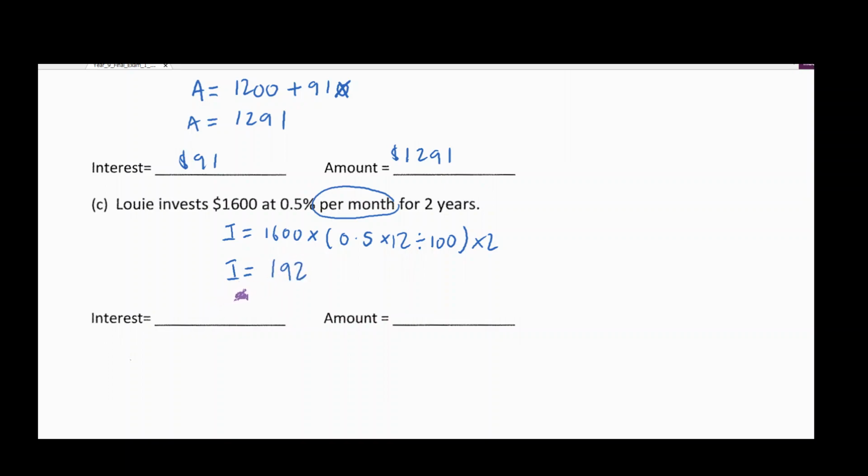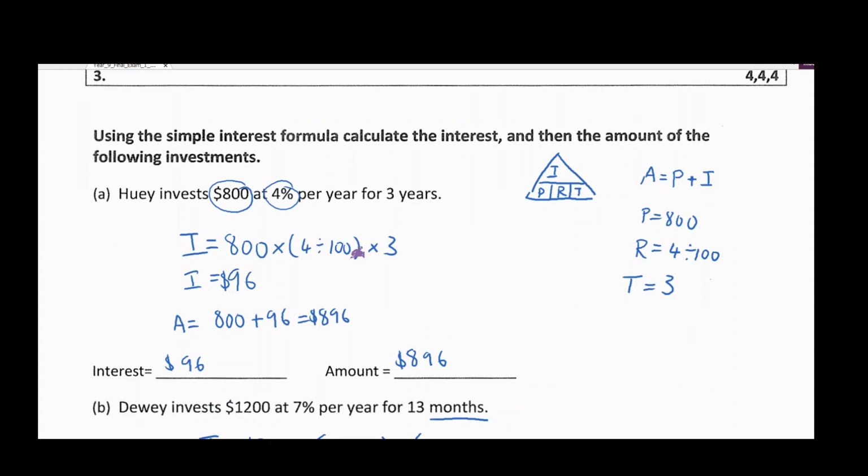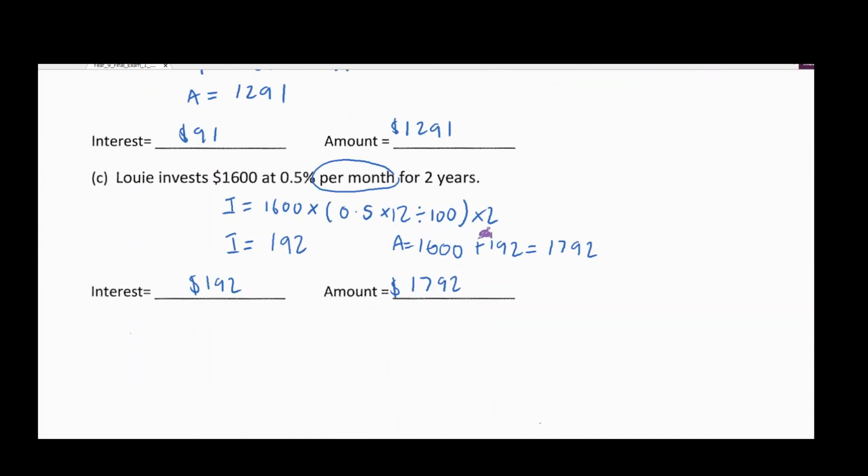So our amount will be 1,600 plus 192, which is 1,792. So interest 192, our amount 1,792. Yep, we've done that question. Great.